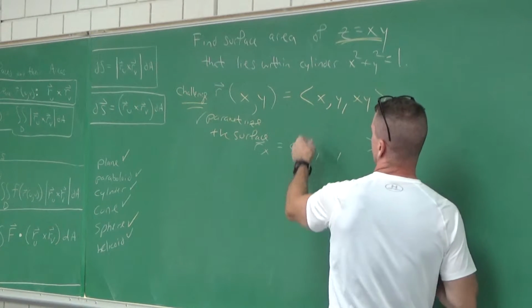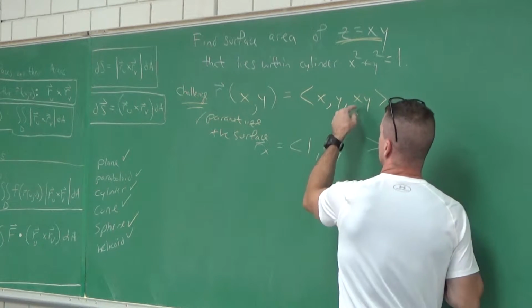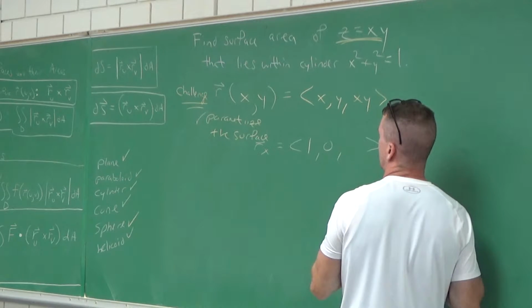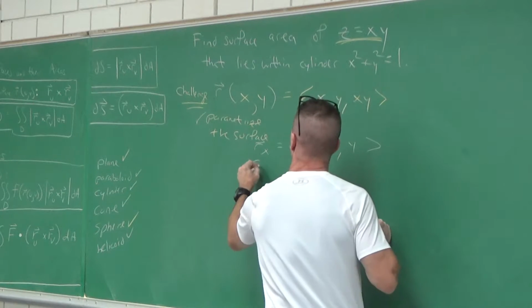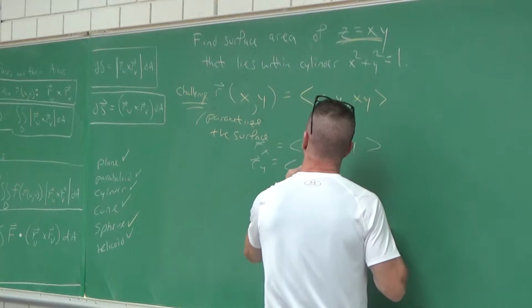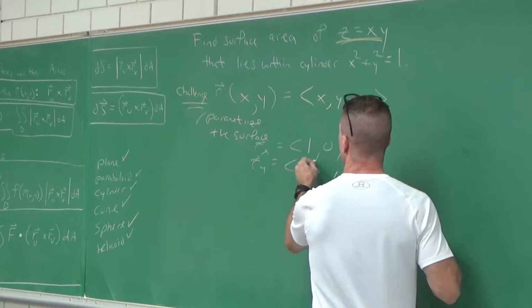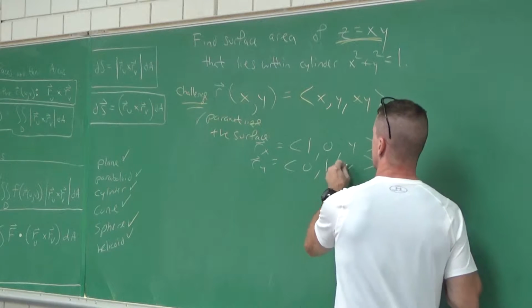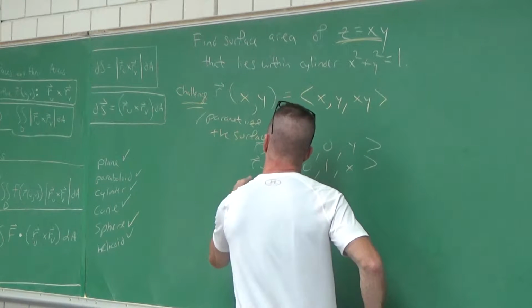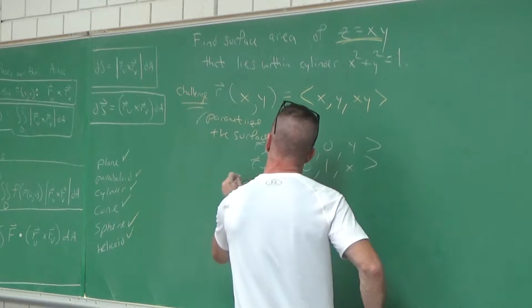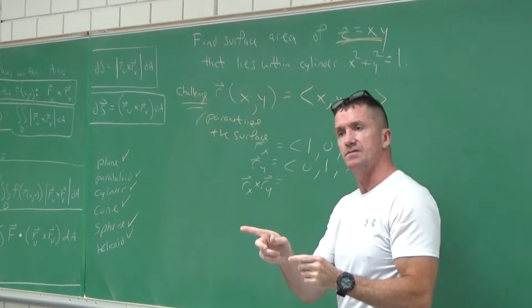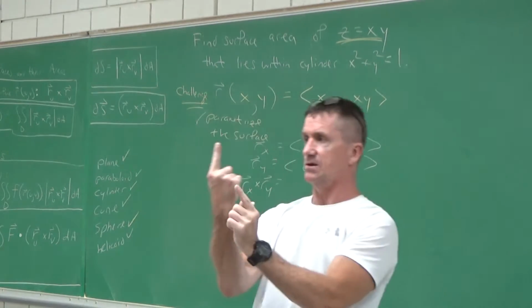Well, what's r sub x? What's that partial derivative? Y. Good. What's r sub y? Zero, one, and. These are two tangent vectors in the plane. You cross them, you're going to get the normal vector.